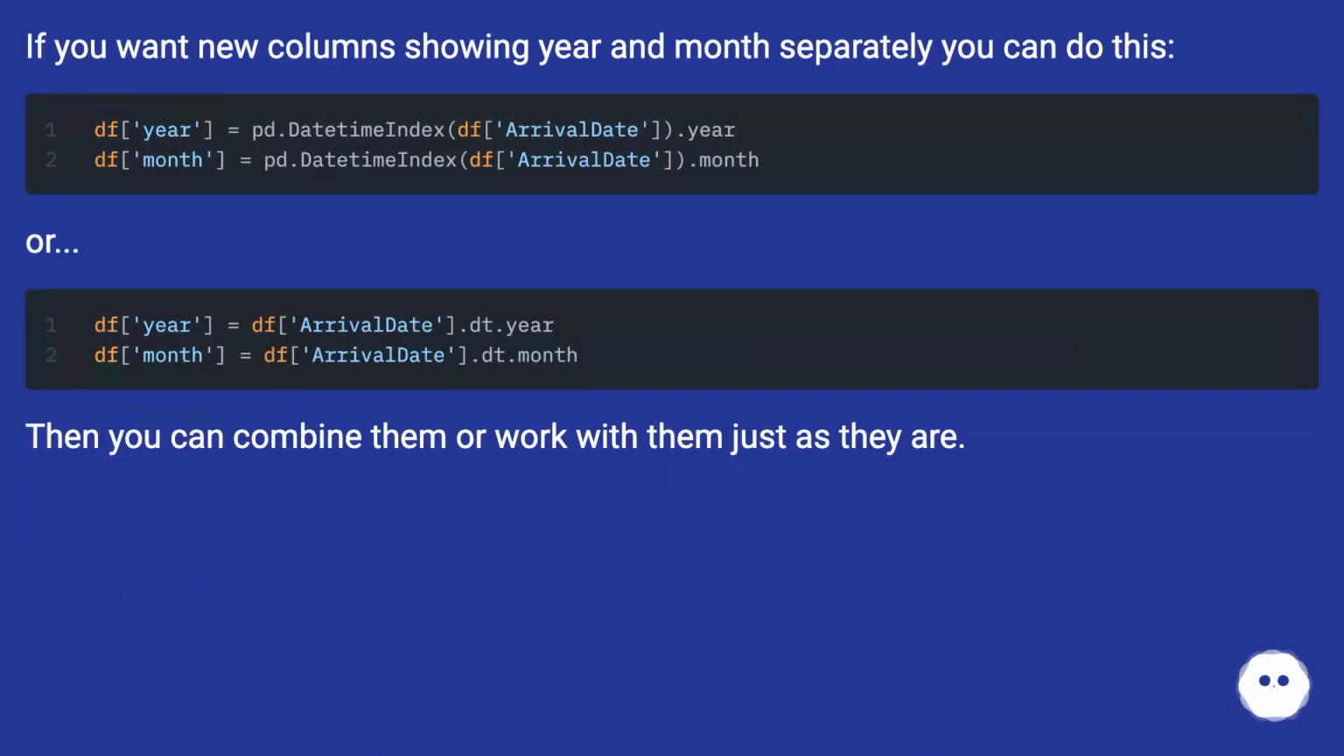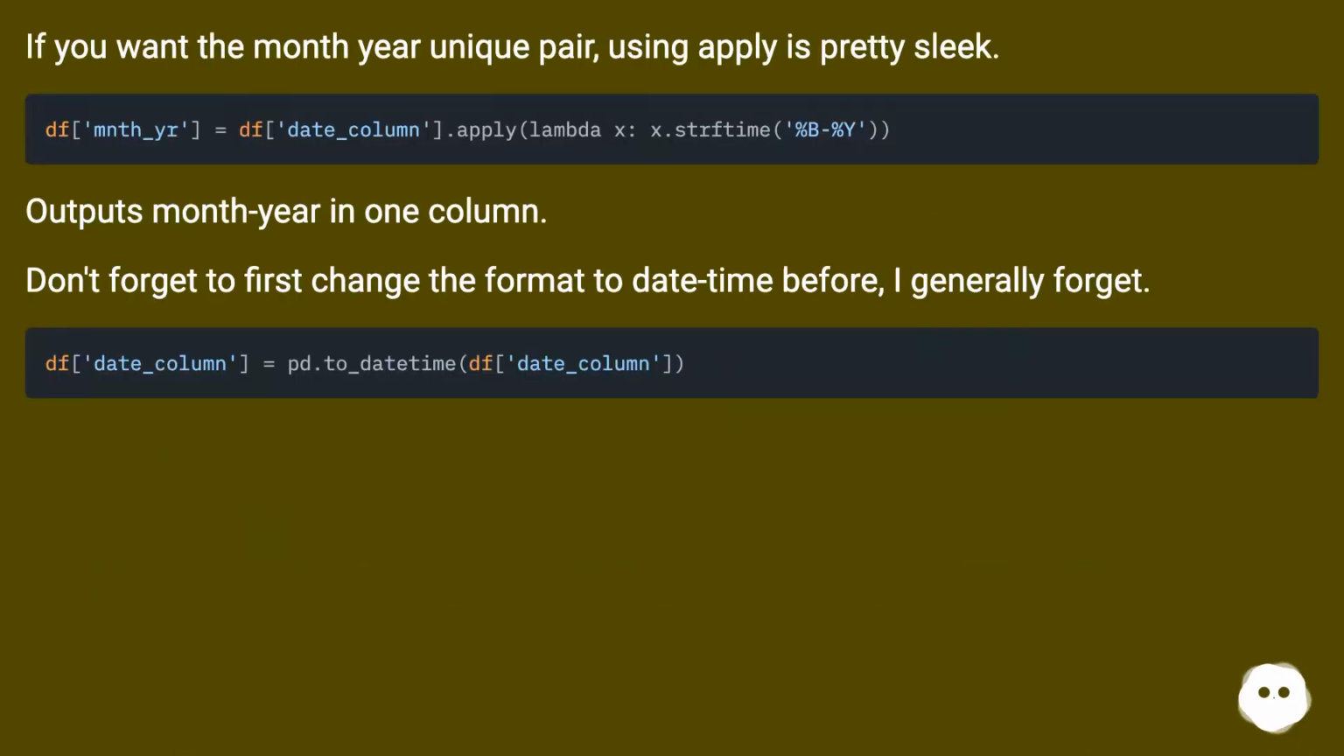If you want new columns showing year and month separately, you can do this. Or this. Then you can combine them or work with them just as they are. If you want the month-year unique pair, using apply is pretty sleek. Outputs month-year in one column.